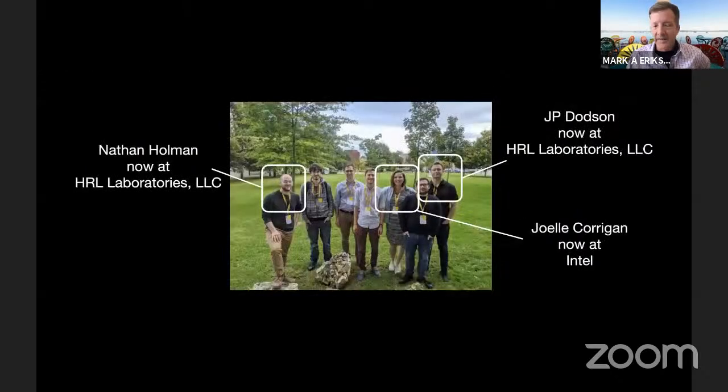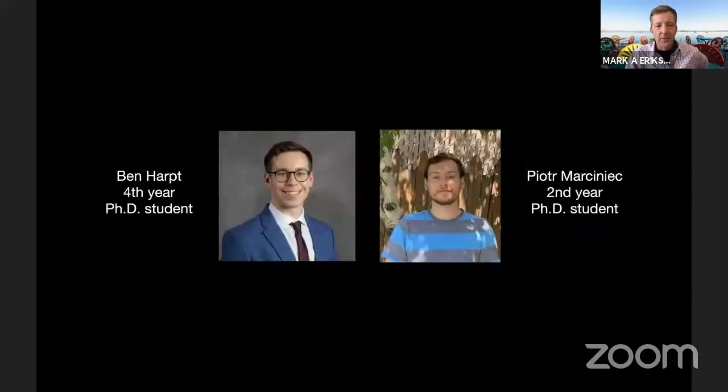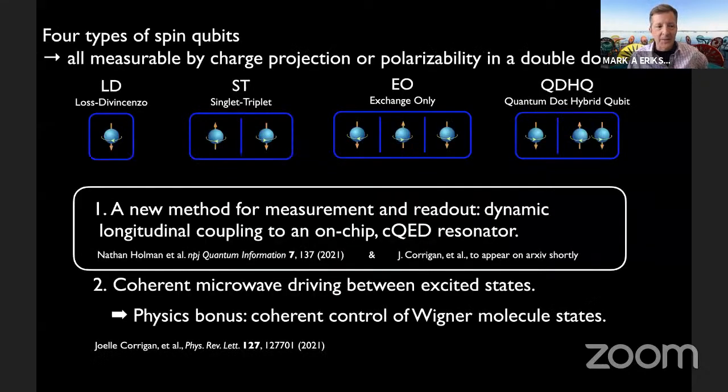So before I do that, I want to acknowledge the people who did the measurements in my lab. The data you'll see today was acquired for the most part by Joel Corrigan, who's highlighted here. This picture was taken at the Silicon and Quantum Electronics Workshop in Spain. And the 2 samples that we'll talk about were fabricated by JP Dodson and by Nathan Holman, both now at HRL Laboratories. They've, of course, done fantastic measurements themselves on these and other samples, but it'll be Joel's measurements that take center stage today. Those measurements were done in collaboration with 2 younger students, Ben Harpt and Peter Marciniak, who are in my group now. And when the time comes, these are 2 just absolutely spectacular young scientists.